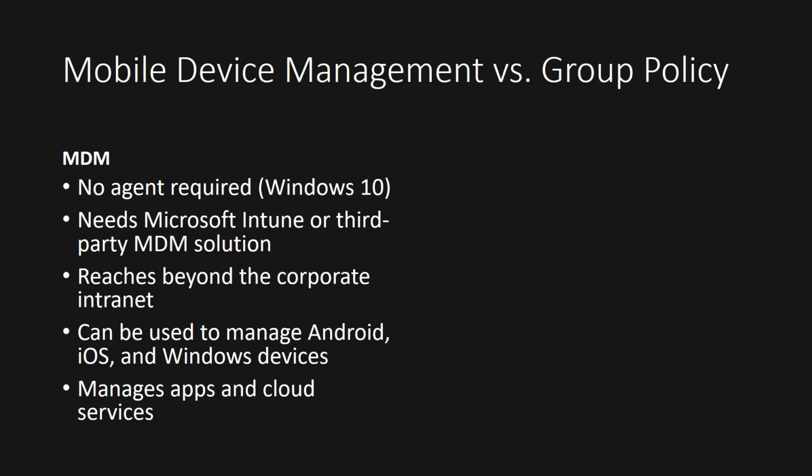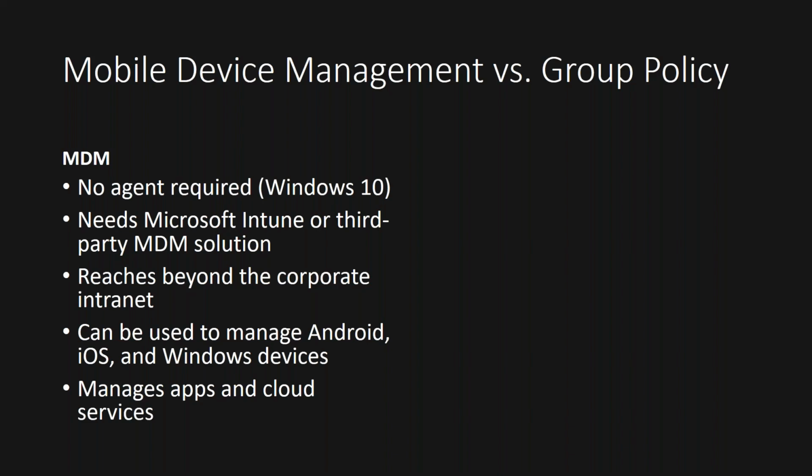So mobile device management, as you're probably aware, is something that is now built into Windows 10, so you don't need to install an agent on the device like you needed to do with Windows 7. For instance, you would need to install the Intune agent on Windows 7 to manage it. No more of that in Windows 10. You can manage it using either Microsoft's Intune solution or a third-party product. That agent is built in.